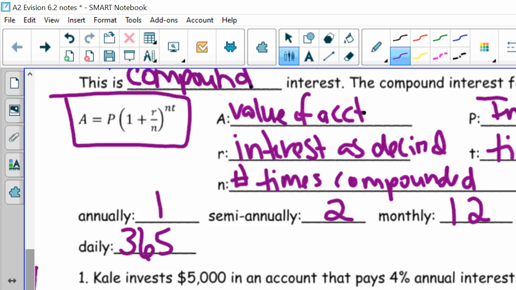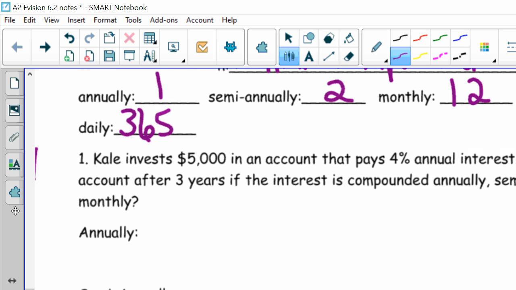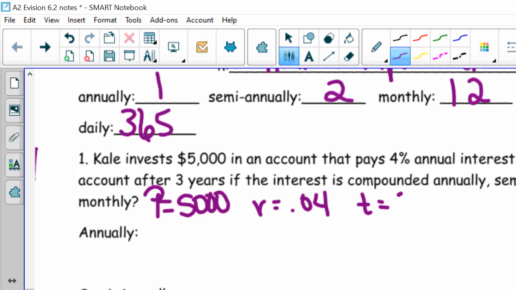It says Kale invests $5,000 in an account that pays 4% annual interest. How much will be in the account after t years if the interest is compounded annually, semi-annually, quarterly, or monthly? So our P, our initial investment, is the $5,000. Our rate as a decimal, 4%, is 0.04. Our time is going to be 3 years.